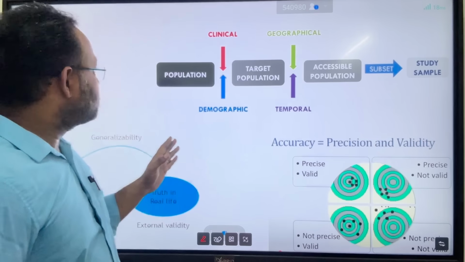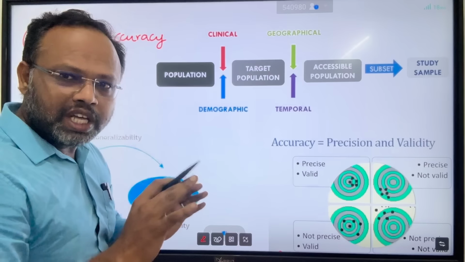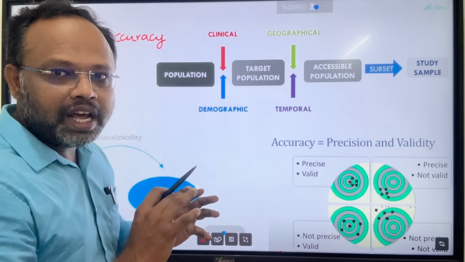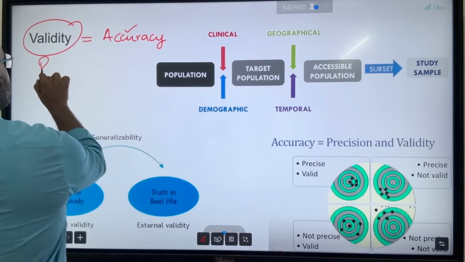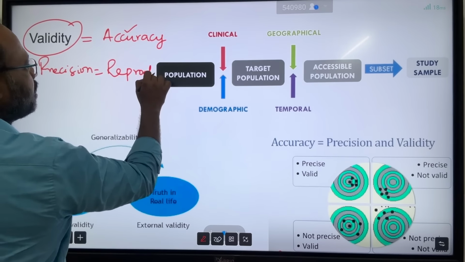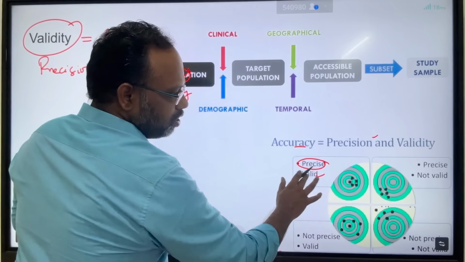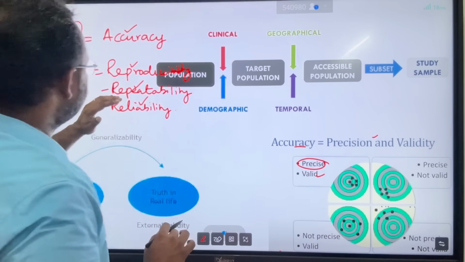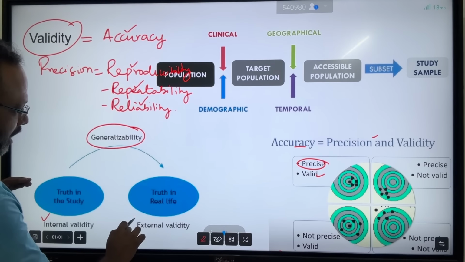In this slide, we have discussed about validity. Validity is otherwise called as accuracy. There is a little confusion that they have used interchangeably validity, accuracy, precision and all. But validity is accuracy. The precision is otherwise called as reproducibility or repeatability or reliability. Valid means accurate, precise means repeatable. So this image is correct, but they have mentioned in a little confusing way. So remember this alone.